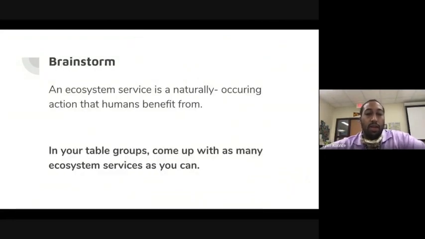So ecosystem services are naturally occurring actions that humans benefit from. So knowing that that's our definition for ecosystem services, what I want you to do, and it says in tables and groups, but obviously you can't do that. So by yourself, I want you to take a second and come up with as many ecosystem services as you can. Try to time yourself, take about 2 minutes, try to think as many as you can, and then put that into the Edpuzzle post.